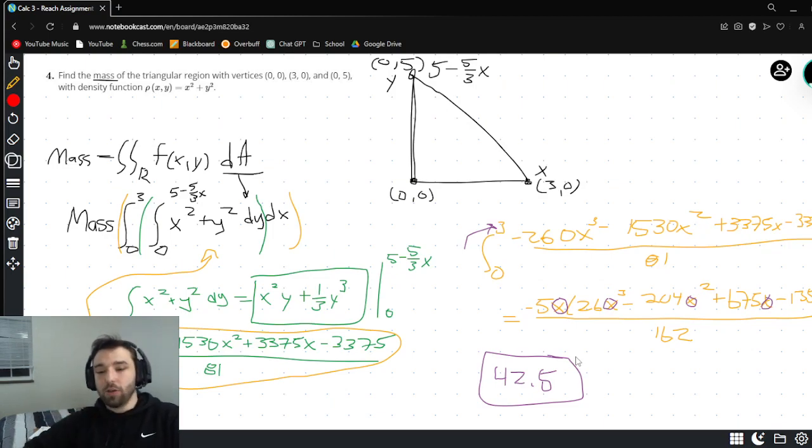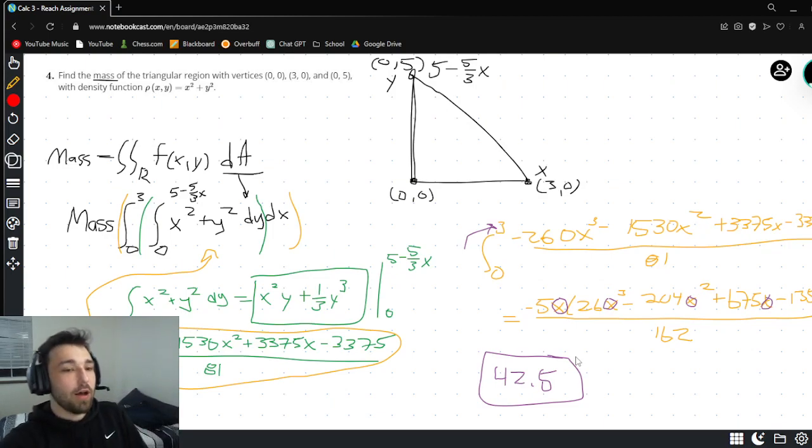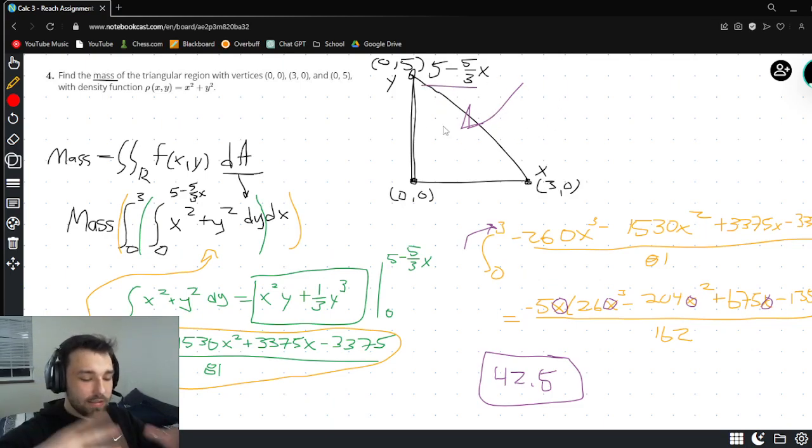So this is the volume under the curve of x squared plus y squared within the bounds that we already set by this region here. And that region, it is some triangle instead of some rectangle. And that's the reason why it's a triangle is because it has this 5 minus 5 over 3x, right? So it is a defined region. But yeah, that's it. That's your mass. It's 42.5. Cool. And that's it.